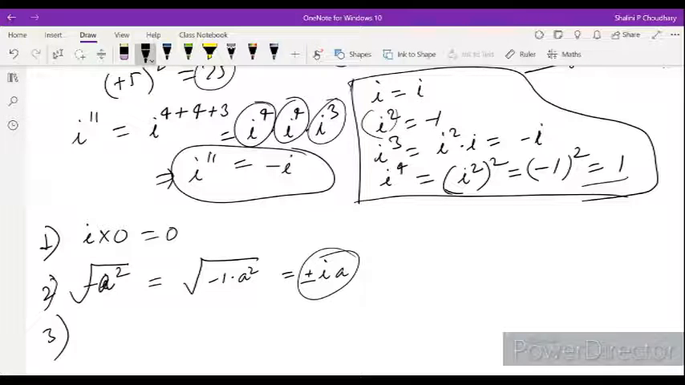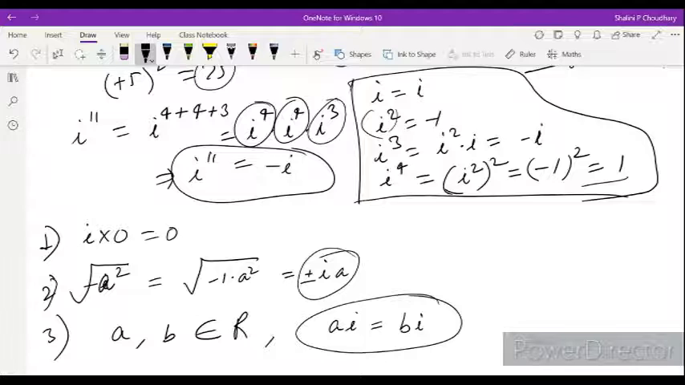Property number 2 and property number 3: if a and b belong to the real numbers, then ai will be equal to bi if and only if a is equal to b. So ai will be equal to bi if a equals b. So these are the things that we need to remember.